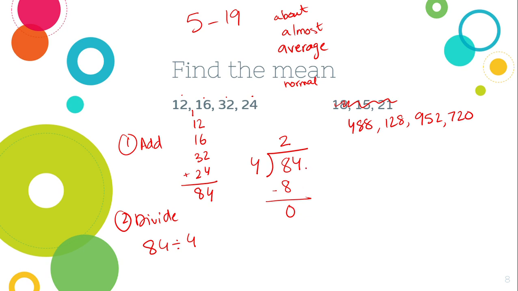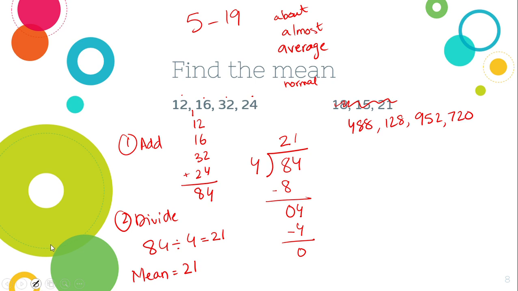What's the next step? Bring down the 4. Okay. Now what? Repeat. 4 times 1 is 4. 4 minus 4 is 0. Anything left to bring down? No. My remainder is 0. My answer is 21. 84 divided by 4 equals 21. So the mean is 21. Okay? Add it all up, then divide.